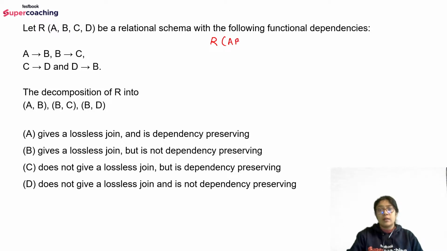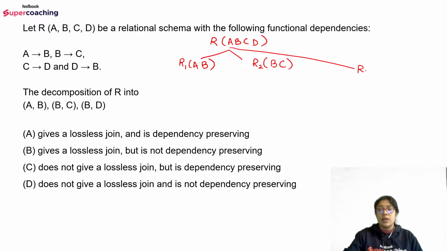Relation R(A, B, C, D). This is decomposed into sub relations. This will be a summary of today's and tomorrow's session. In R1 you have two attributes, A, B. In R2 you have two attributes, B and C. In R3 you have two attributes, that is B and D.